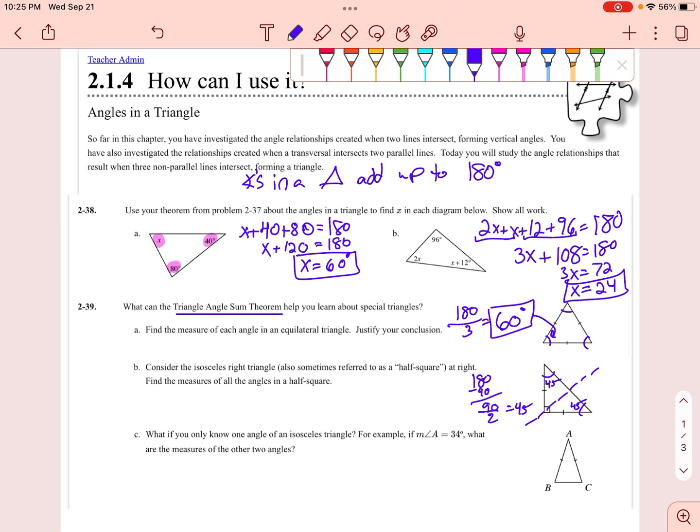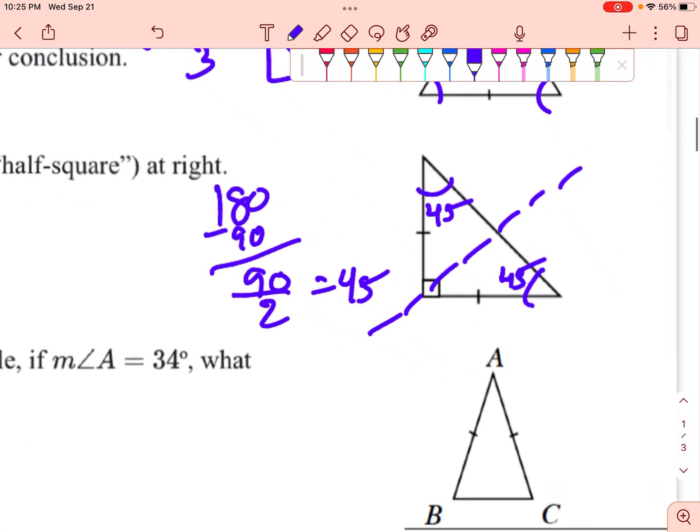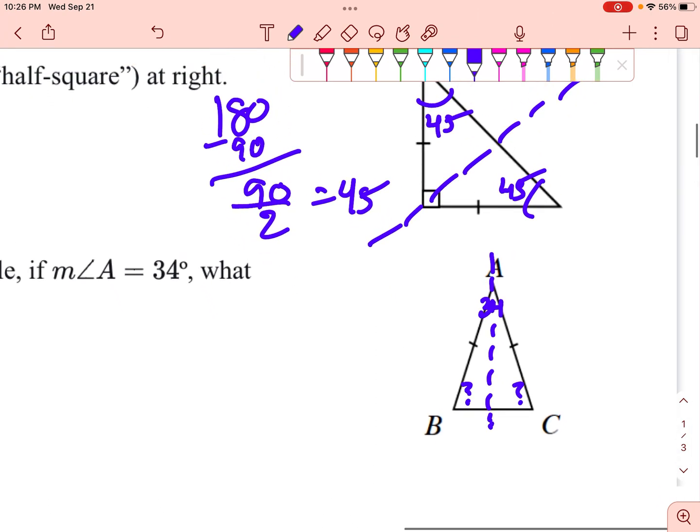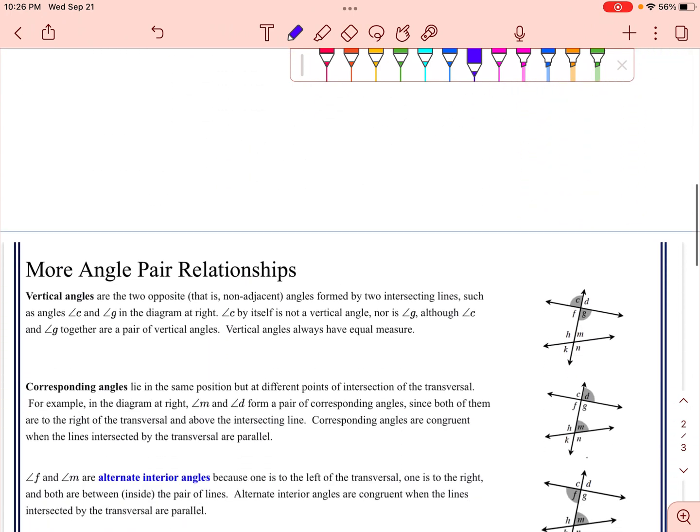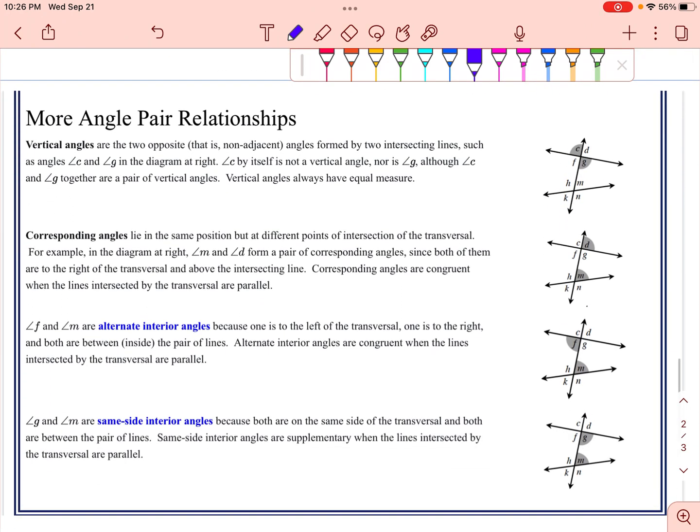And then the last one, what would you know of an isosceles triangle if the measure of angle A is 34 degrees? So once again, if this is 34 degrees and these two angles have to be exactly the same, you can see that if you folded this isosceles triangle, I would do 180 minus 34 to give me 146, and then divide it by 2. So each of those angles is 73 degrees.